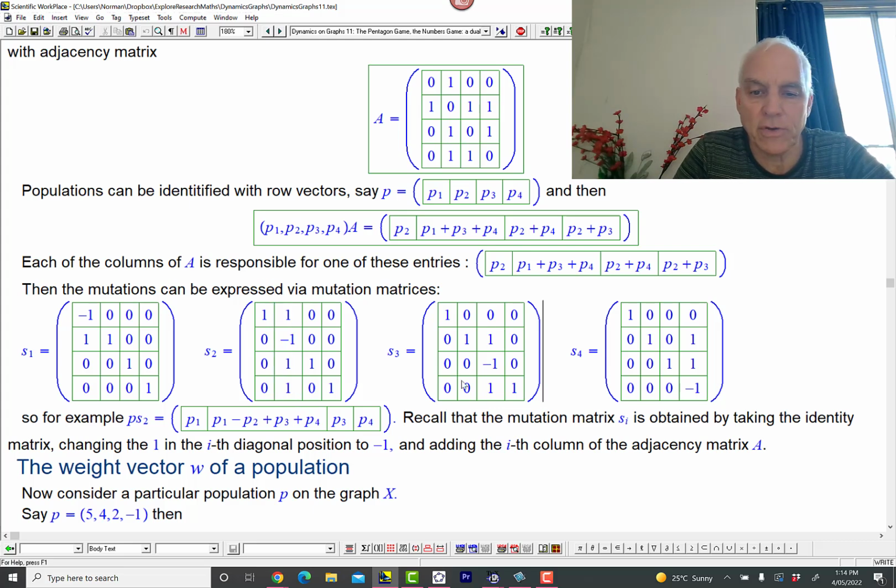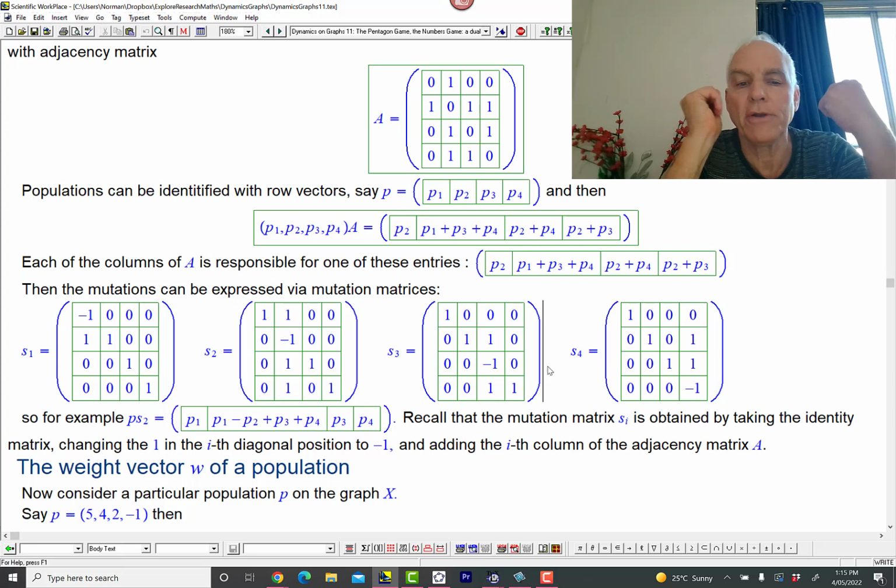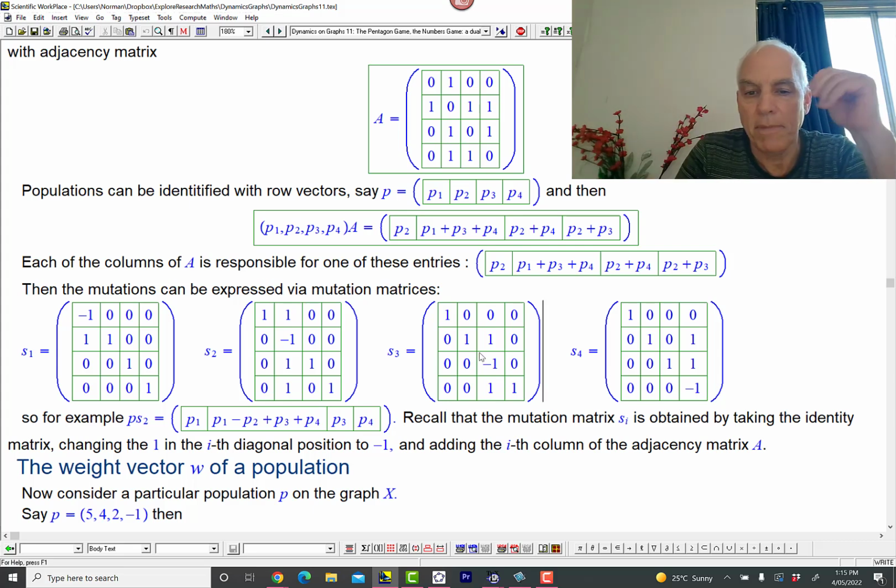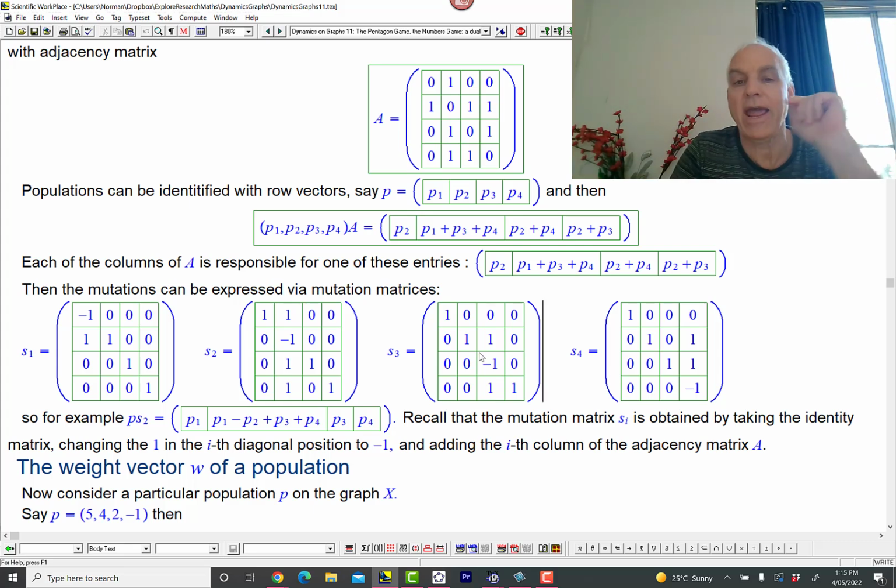Let me show you the same thing for S3, for example. You start with the identity matrix, you negate the third diagonal entry, so that becomes a -1, and then you look over here at the third column of the adjacency matrix, and you just add that to what we have over here. So you're adding the 1 here and the 1 here. It's actually very simple how to get these mutation matrices, basically just fiddling around with the identity matrix and with the adjacency matrix.